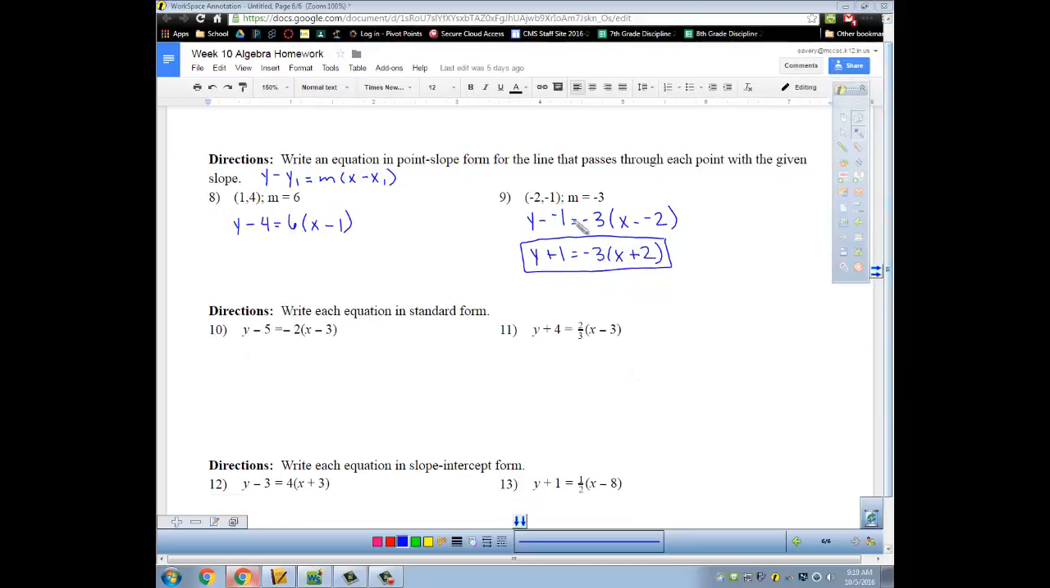If you leave it like this, that's still technically correct. I just don't like it, so I wouldn't count off. It's just that the answer that I boxed in is better.